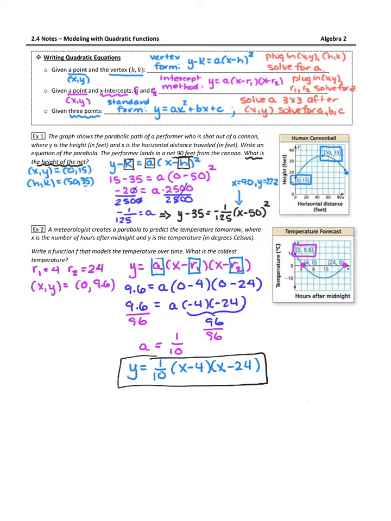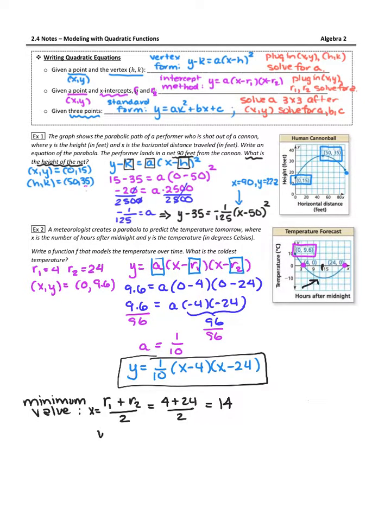Now this one also asked us to write a function f that models the temperature over time, which is what we did. What is the coldest temperature? So realize that the coldest temperature is going to be the minimum value. So that means we have to find the coordinates of the vertex. The first thing we do is notice what is halfway between 4 and 24. Remember, to find the x-coordinate, you have to take the average of these. So 4 plus 24 divided by 2 is going to be 14. That's when the minimum happens.